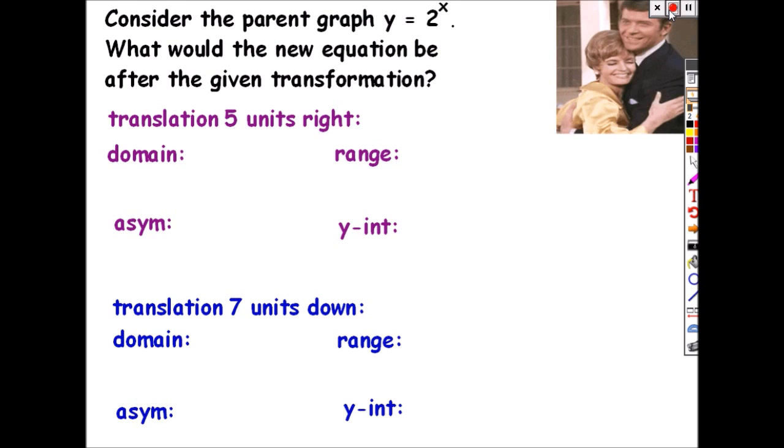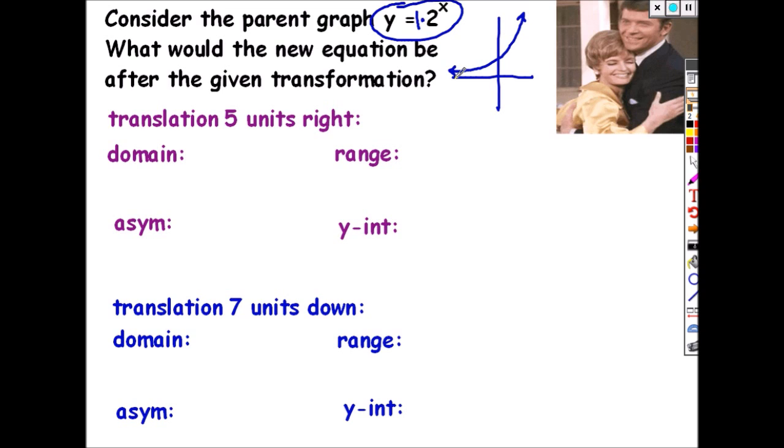So let's look at the parent graph y equals 2 to the x power. This is an exponential function. Your growth factor is 2, x is in the exponent, and this would be like 1 times 2 to the x power. So if you graph it, it's going to look something like this. Your y-intercept would be (0, 1).